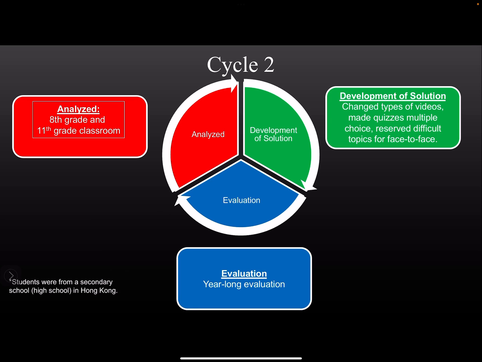So in the second cycle, they analyzed 8th grade students and 11th grade students. And so they changed the types of videos that they had. Again, they made the quizzes multiple choice, and they reserved the difficult topics for face-to-face. And the evaluation this time around was a year long. What they found was that the students in the flipped classroom performed better on their post-test than students in the traditional class, and better than the students in even the first iteration.